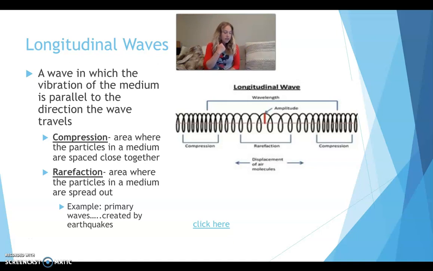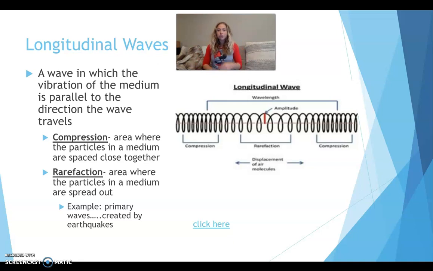So this means that they can go both back and forth with this one, but their particles are going to be moving the same way, from left to right or right to left. So, for example, this one. Sorry, I had an itch in my eye.